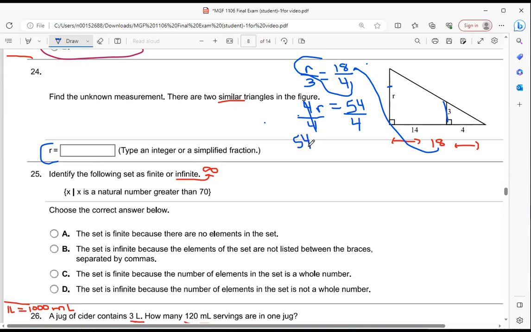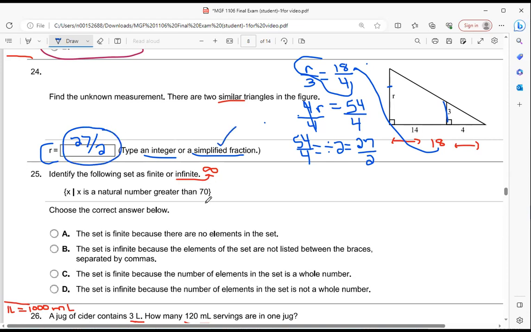Our directions tell us to write a simplified fraction or an integer. An integer is a negative or positive whole number. Since 4 cannot be divided evenly into 54, we won't change this to a decimal. We'll just simplify this fraction, divide the numerator and the denominator by 2, and that'll give us our simplified fraction, 27 over 2, or 27 halves. So that's what we would input, 27 halves as our simplified fraction.